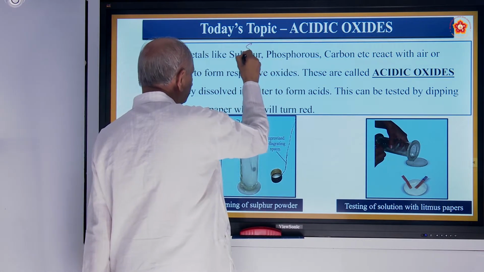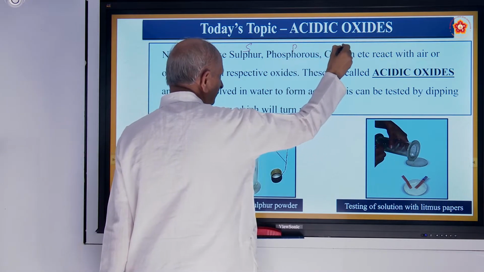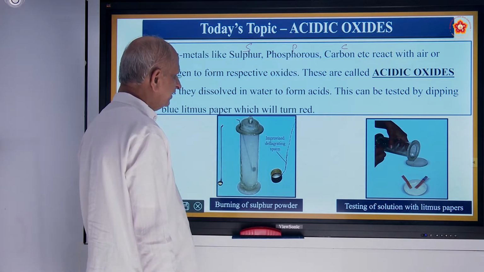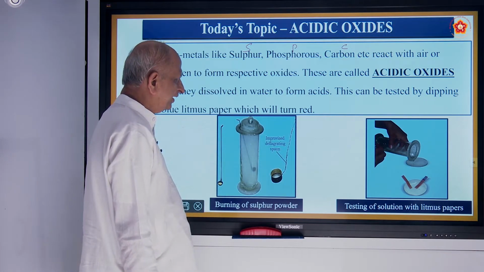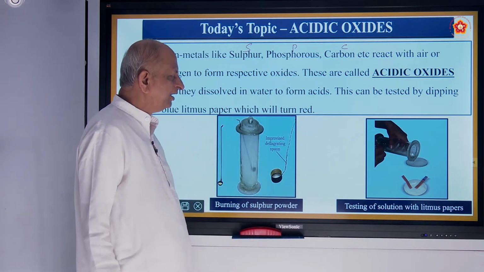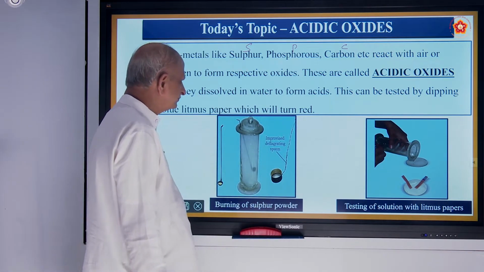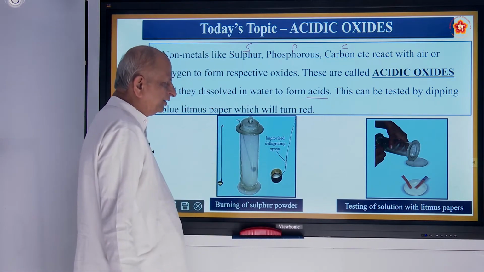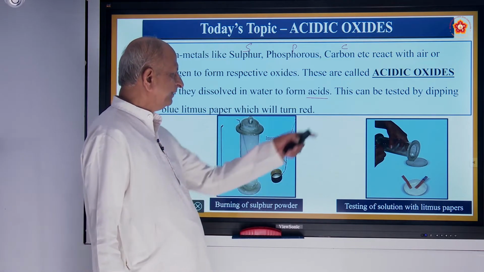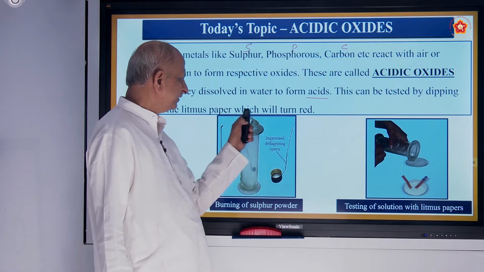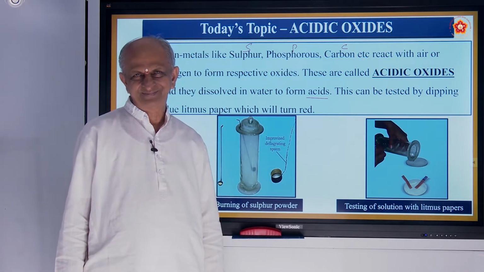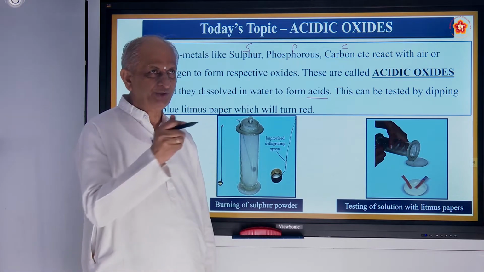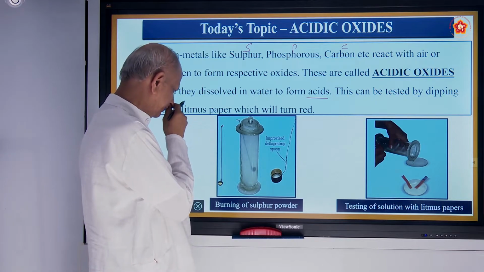These are all solids. Sulfur is S, phosphorus is P, carbon is C, etc. They react with air or oxygen to form respective oxides. These oxides are called acidic oxides because when they dissolve in water, they form acids. How to test it? It can be tested by dipping blue litmus paper, which will turn red. What is litmus? It is an organic material. It gives distinctive color with acids and bases.